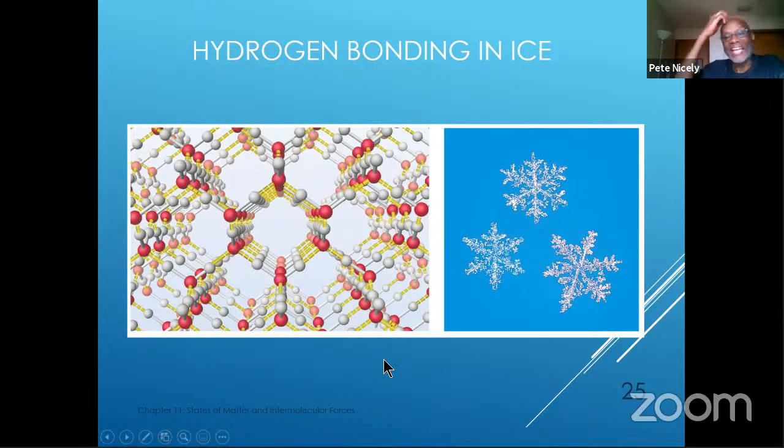And that's the reason why ice floats. Basically, if you look at ice floating in water, you'll see that about 10% or less than 10% of the piece of ice would actually be above water, all right? So the bulk of the mass of the ice would be below the water surface, but it would still be floating, all right? So that's another consequence of the hydrogen bonding.